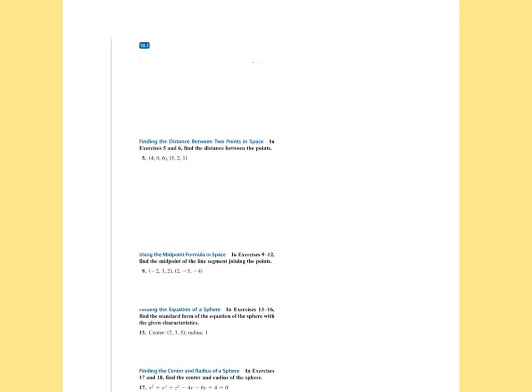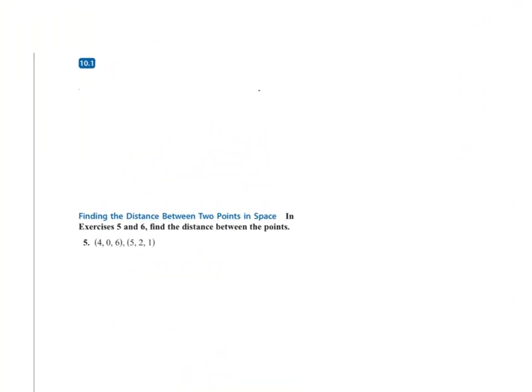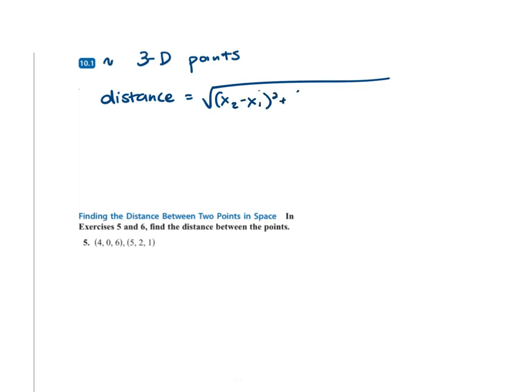The 10-1 is the first one, and this is where we're looking at your 3-dimensional points, and you're looking for the distance, which is the square root of x2 minus x1 squared, plus y2 minus y1 squared, plus z2 minus z1 squared. So distance will either be a simplified square root or it will be a number once you simplify it.